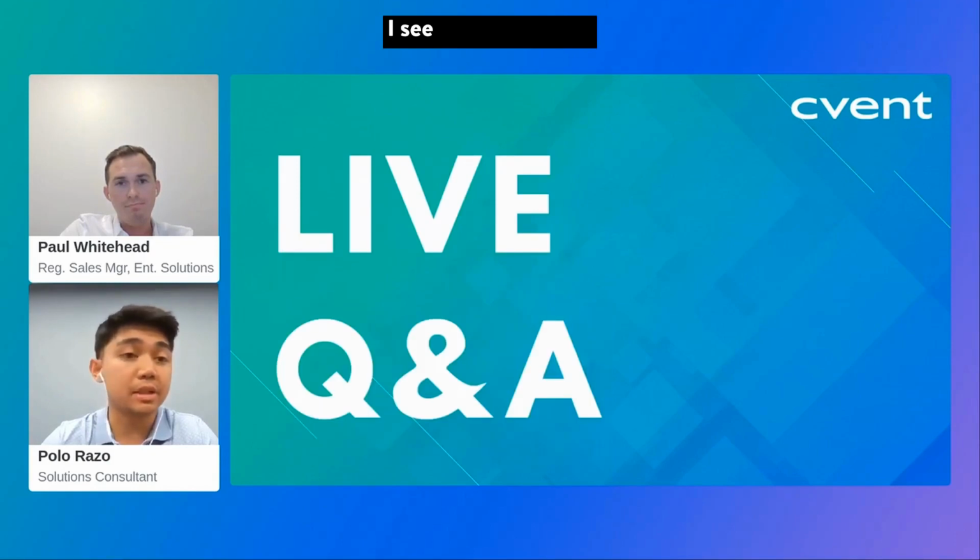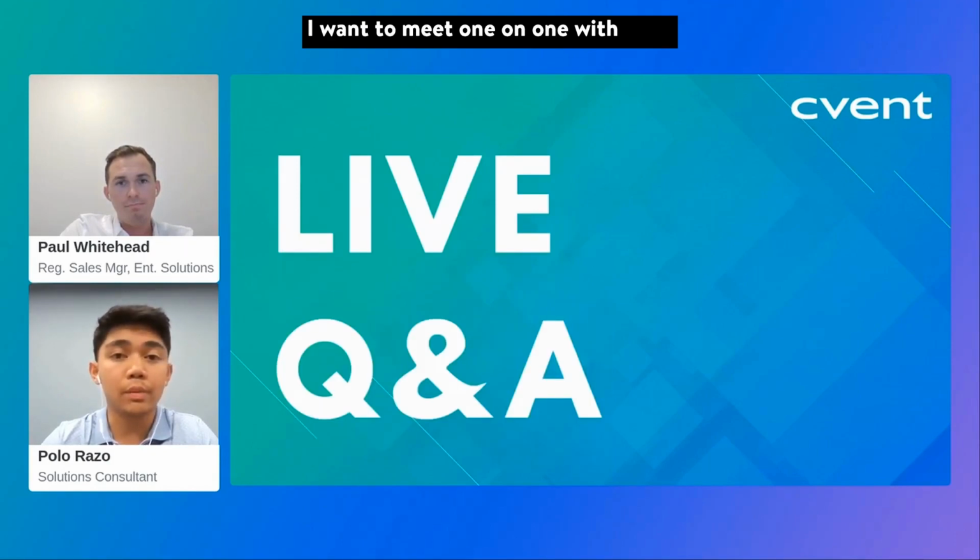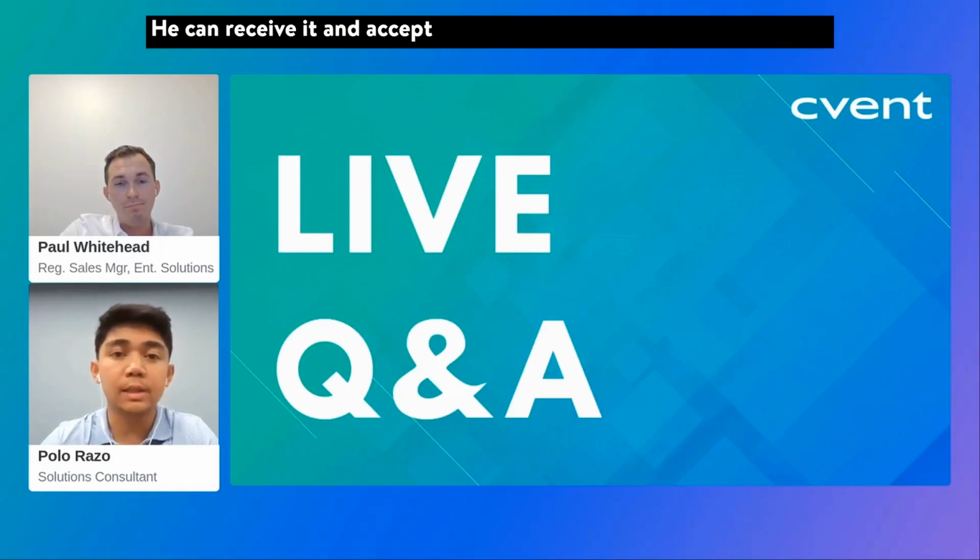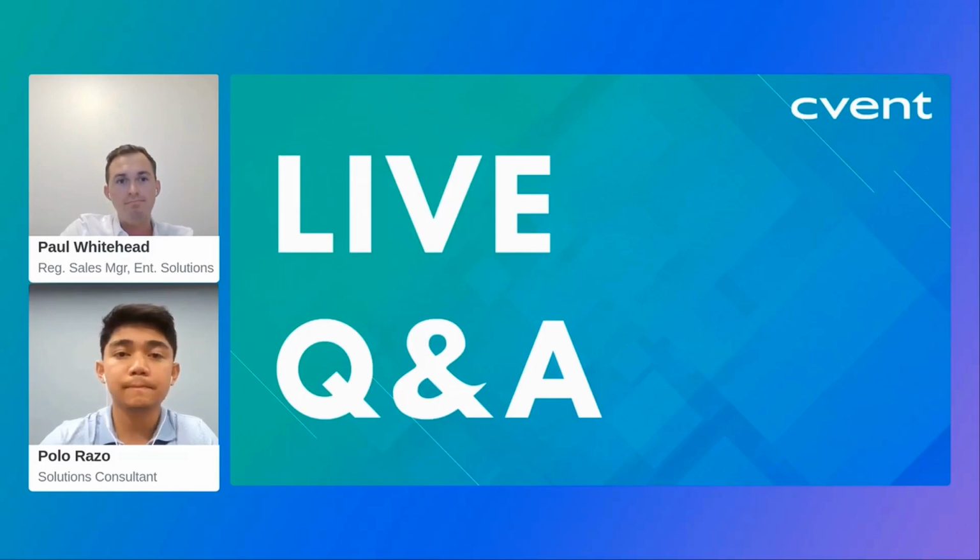Say I'm browsing the list. I see Paul's on there. I want to meet one-on-one with Paul. I can go ahead, send that appointment invitation. He can receive it and accept it directly through the app experience.